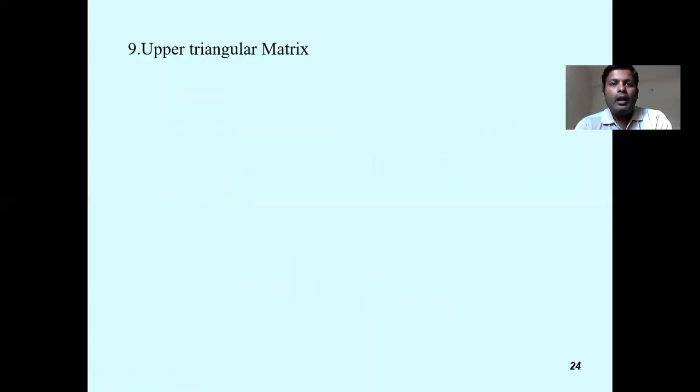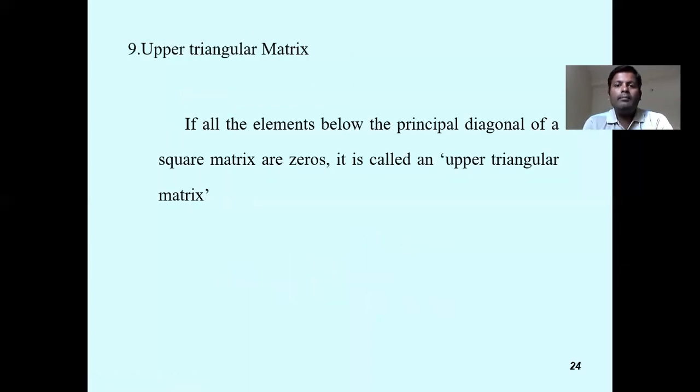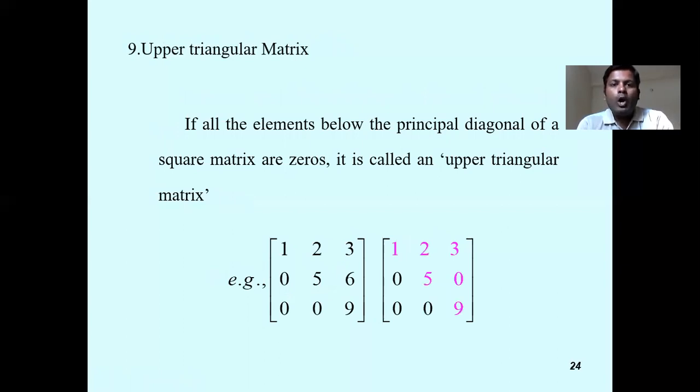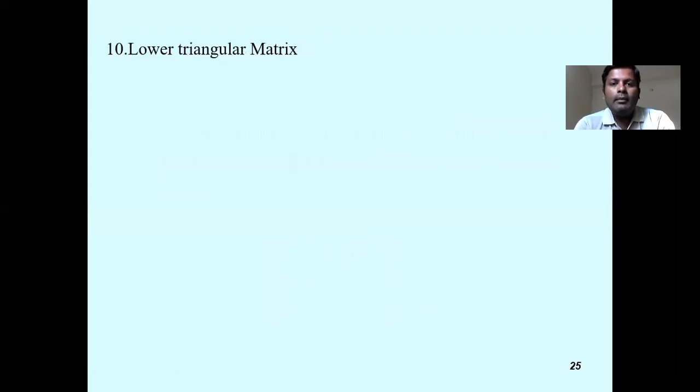Next, upper triangular matrix. If all the elements below the principal diagonal of a square matrix are zeros, it is called an upper triangular matrix. You observe here 1 2 3, 0 5 6 and 0 0 9. The principal diagonal is 1 5 9. Below the principal diagonal, the remaining 3 elements you observe are zeros. Okay, this is called what? Upper triangular matrix.